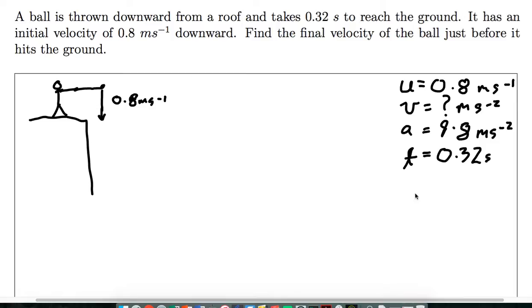So let's think about the physics of the problem. It started heading downward at 0.8 meters per second. It's going to be going faster than that because it's also accelerating due to gravity. So it's not going to fall at constant velocity. It's going to accelerate. So we expect that it will be something higher than that. We're not quite sure precisely what it will be.